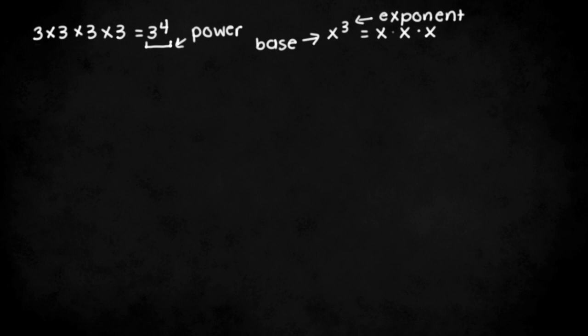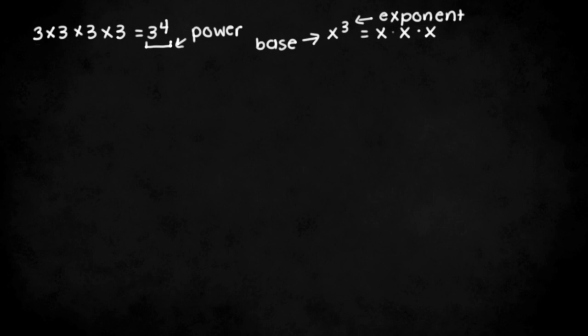Now, exponents have 7 main properties that help us in simplifying or evaluating expressions. While it is not important to know the name of the property, it is important to know, understand, and memorize what the rules tell us.